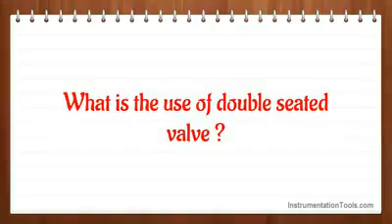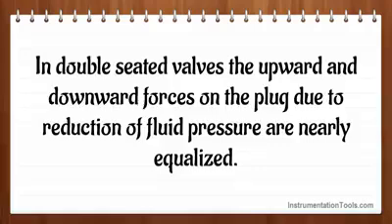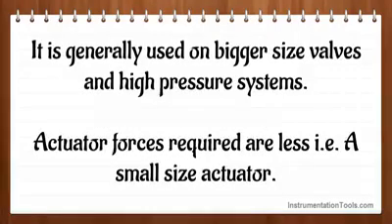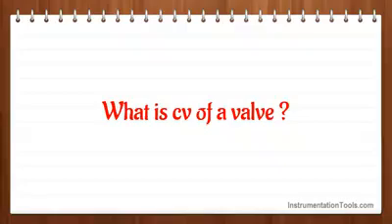What is the use of double-seated valve? In double-seated valves, the upward and downward forces on the plug due to reduction of fluid pressure are nearly equalized. It is generally used on bigger size valves and high pressure systems. Actuator forces required are less, i.e. a small size actuator. What is CV of a valve?